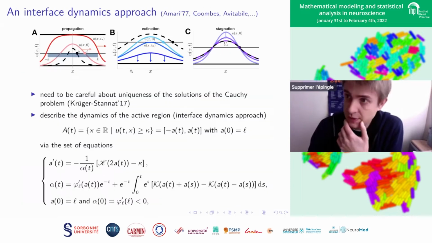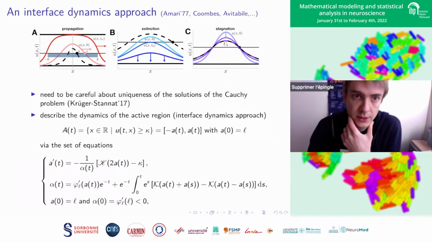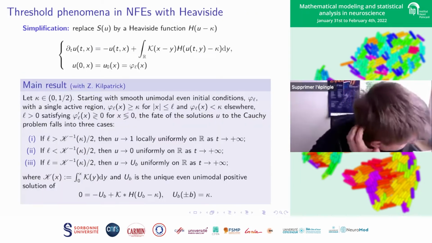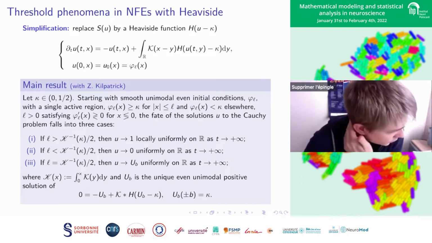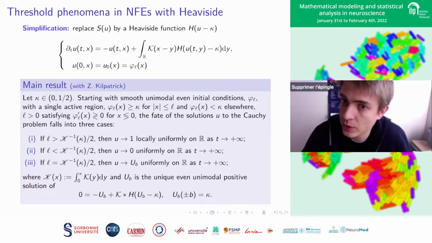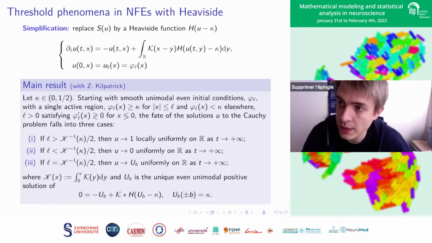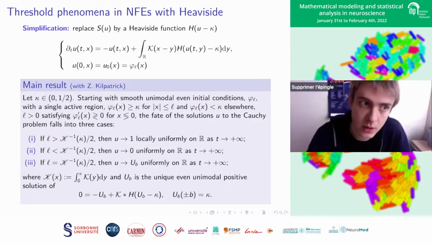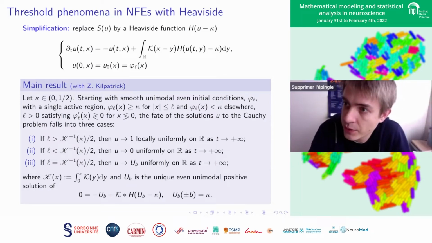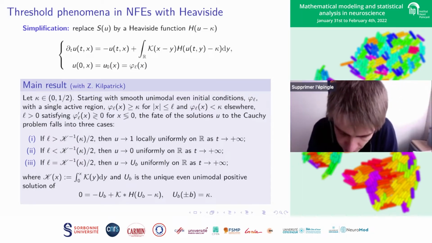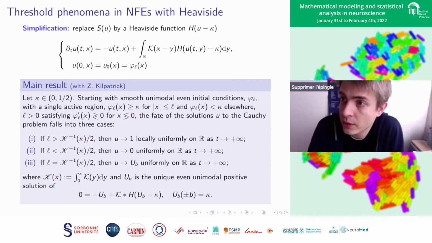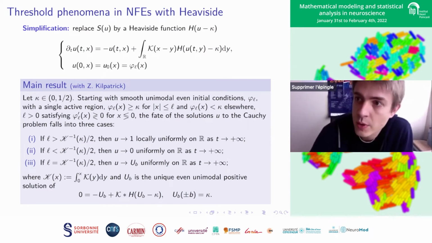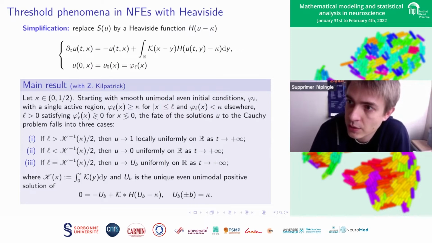So what we did with Zach in the first place was to come back to the neural field equation. We made a huge simplification, which is to replace, in the first place, the nonlinearity, which is supposed to be smooth and of sigmoid type. We replace it by our favorite Heaviside function to get insight on what you would get in that case.